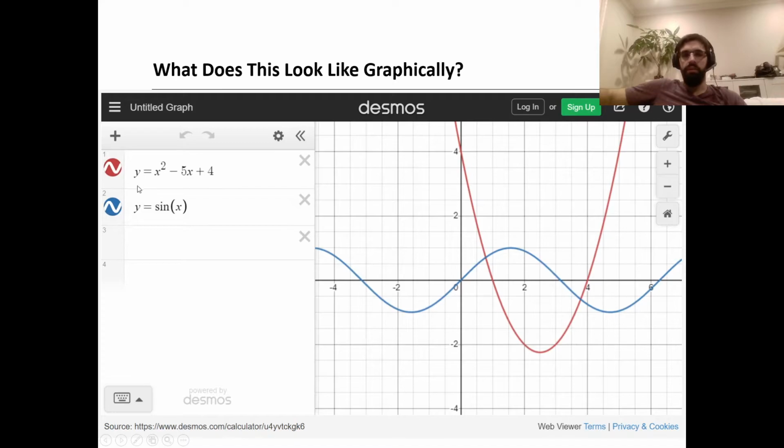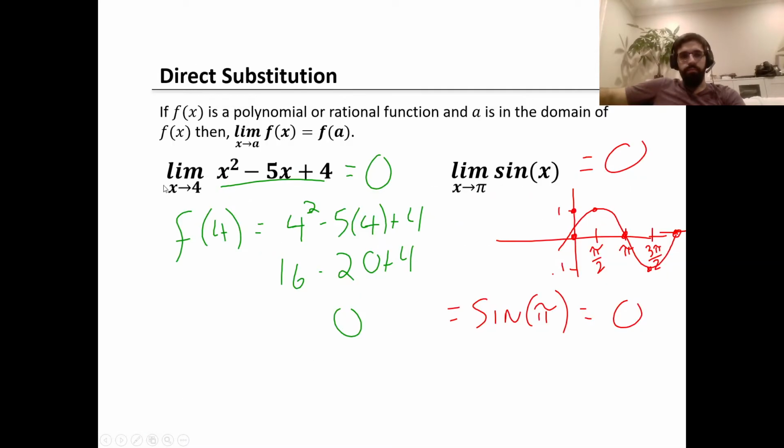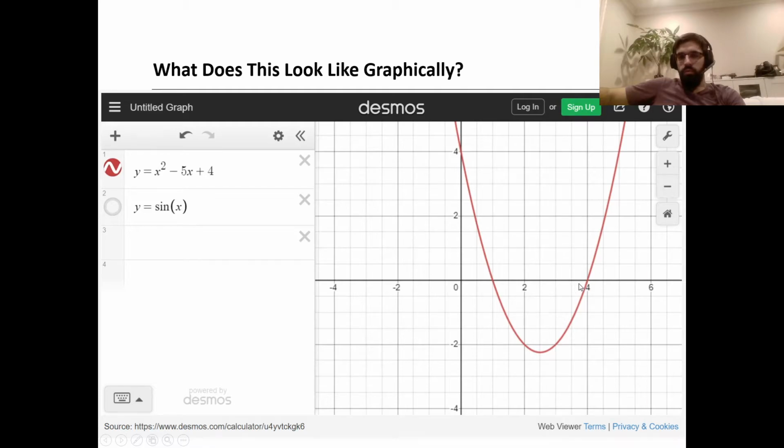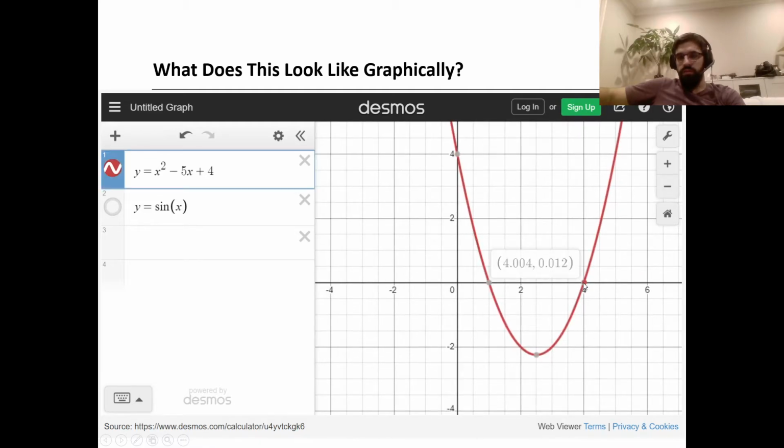What does this look like graphically? So here's our two functions we just looked at. If we look at the first one, as x approaches 4, we see that this is definitely continuous. There's no holes in this graph. The left and the right are always going to be equal to each other. So we just find f of 4 is 0, and we can find the limit there really easily is equal to the value of f of 4.